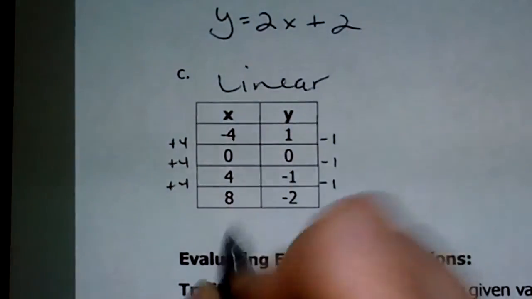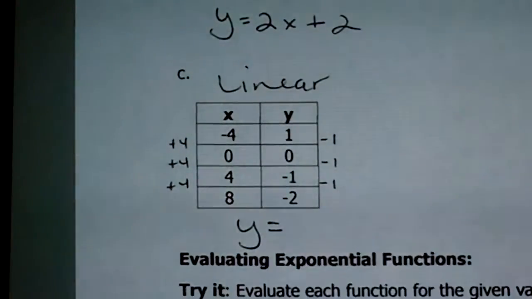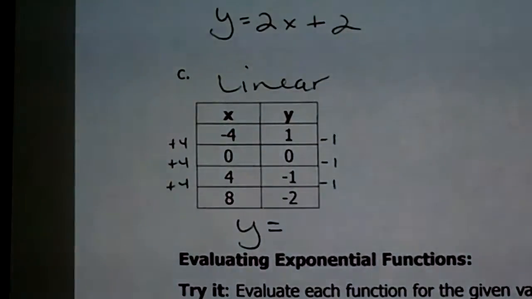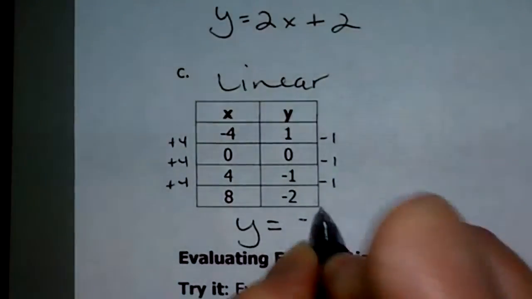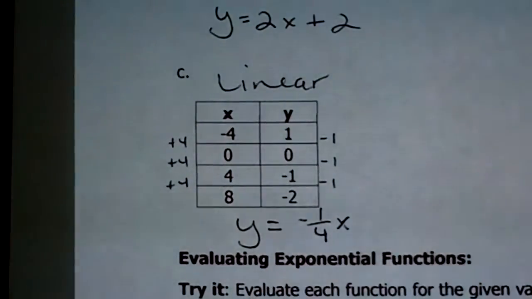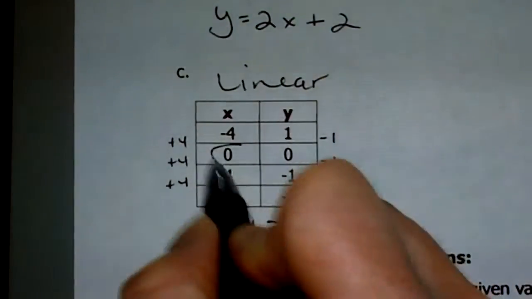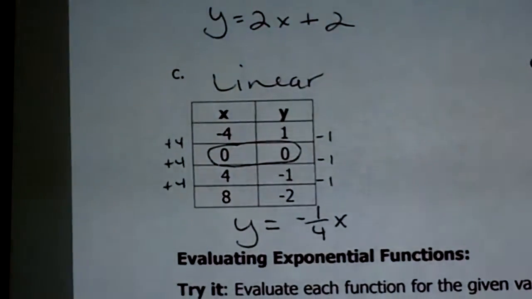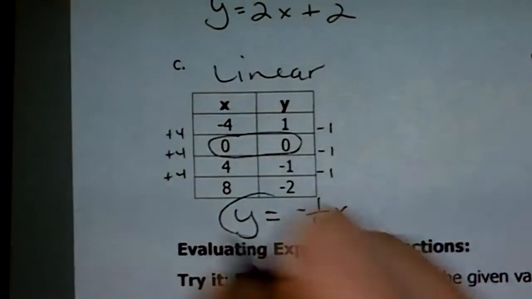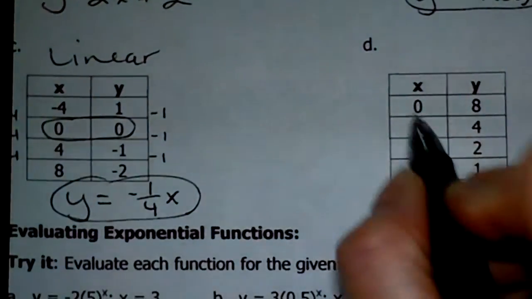For our equation, y equals, to get my slope, it's the change in y divided by the change in x. The change in y is -1, the change in x is 4. So I've got -1/4 x. And the b is the y-intercept. When x is 0, y is 0. I don't need to write +0. That would just be silliness. So that's it. Done.